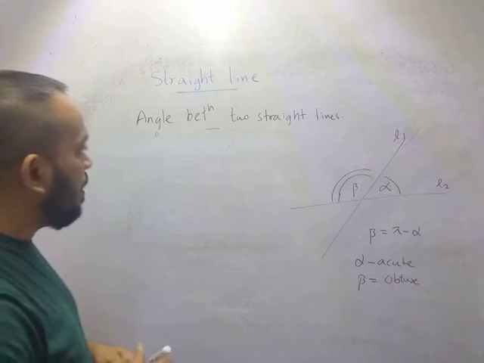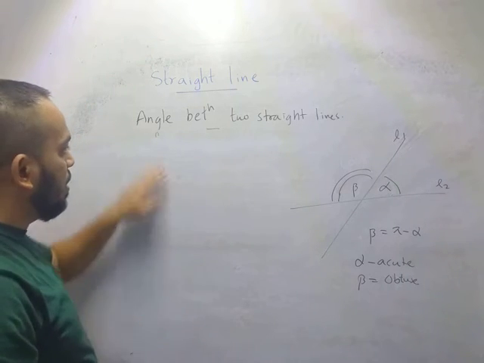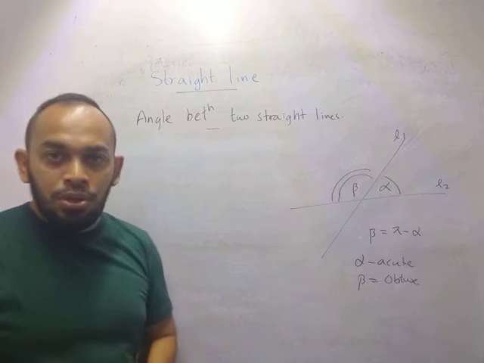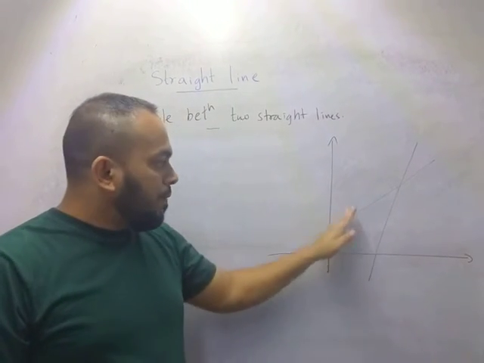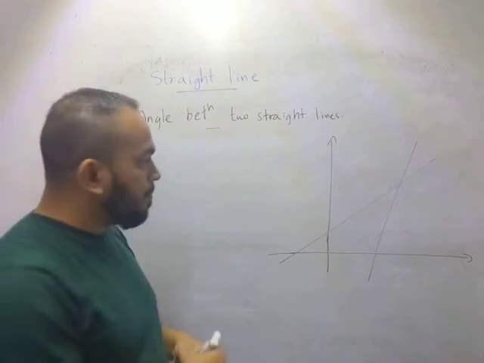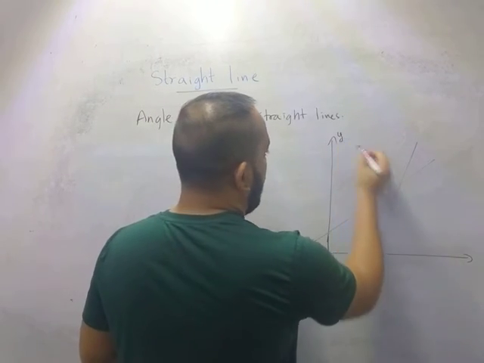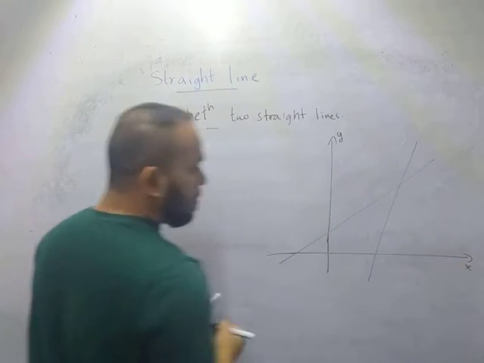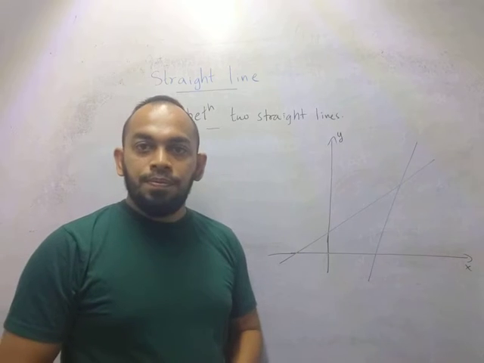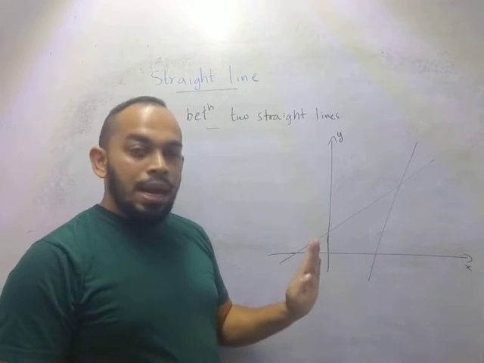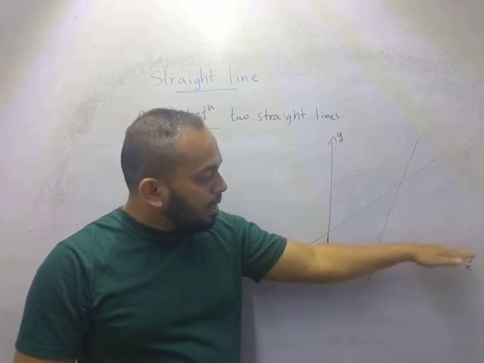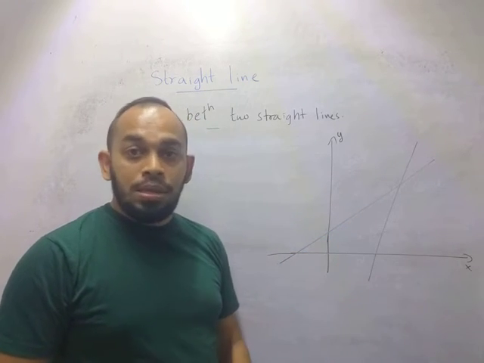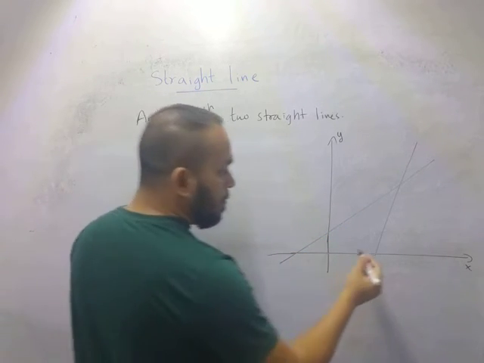Okay. So how do you find it? Let's go through the derivation now. So we have two straight lines, say y and x axis, and the gradients. A gradient corresponds to the angle that a straight line makes with the positive x axis. So let's find this angle.